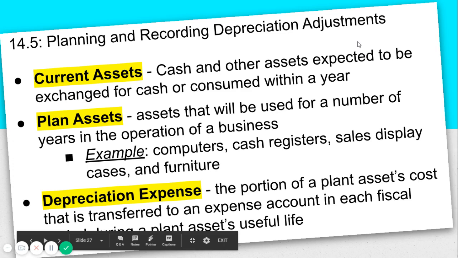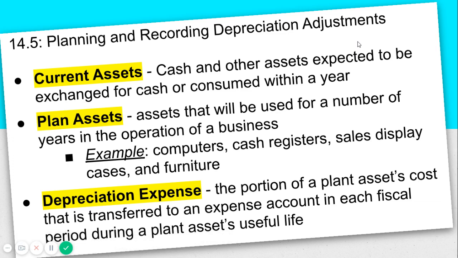Section 5, Planning and Recording Depreciation Adjustments. So the current assets are cash and other assets expected to be exchanged for cash or consumed within a year. Plant assets are assets that will be used for a number of years in the operation of a business. Examples: computers, cash registers, sales display cases, and furniture.